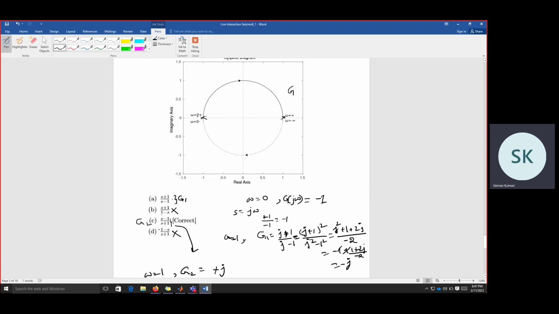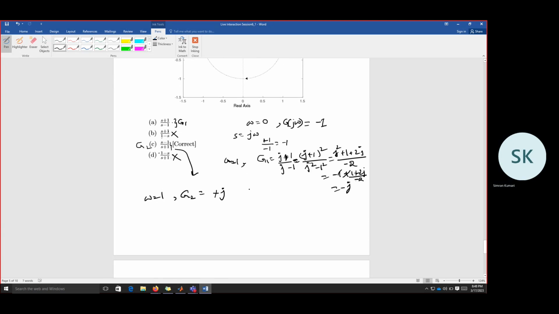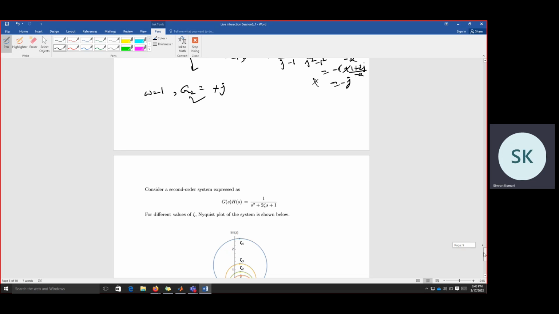Fine. So at omega equal to 1, this crosses the imaginary axis. When does it cross the imaginary axis? At this point, and at this point, what is the value? This is j omega, j1, you can say. So this is positive. That means G1 is not satisfying this Nyquist plot. G2 is satisfying, and G2 is the correct answer for this one. Okay, so let us move to the next question.